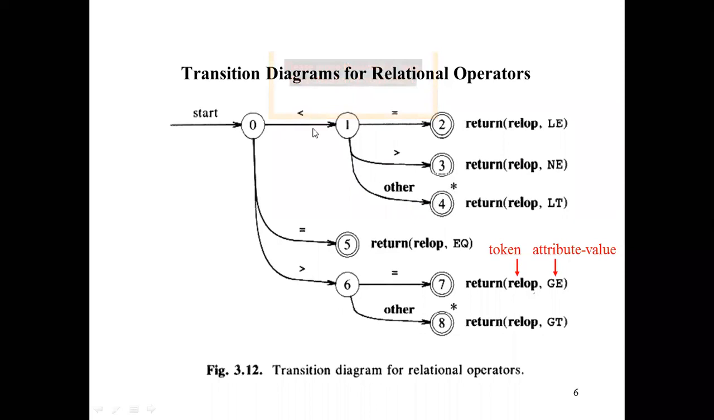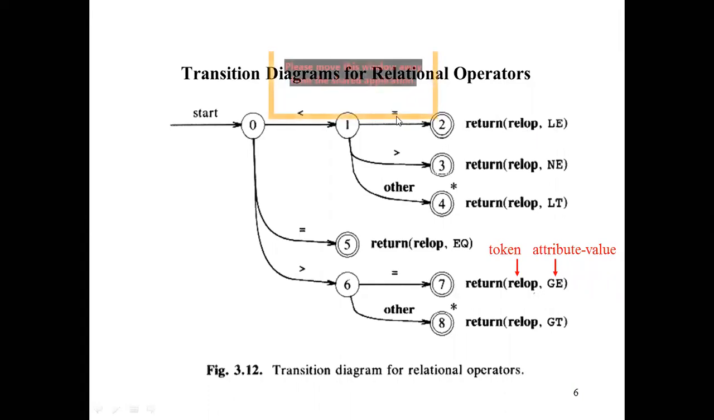Just you can indicate less equal. Okay, and this is the final state. Double circle indicates the final state, and here you can write return. Reloop means relational operator. This is the abbreviation for the relational operator. So we can write less sign in this state, and again in this state equal sign. So the output will come: return relational operator comma less equal.